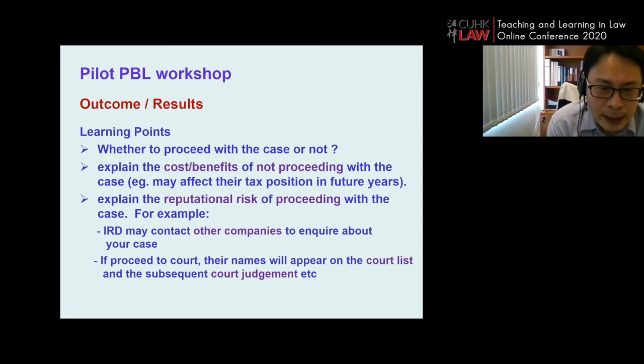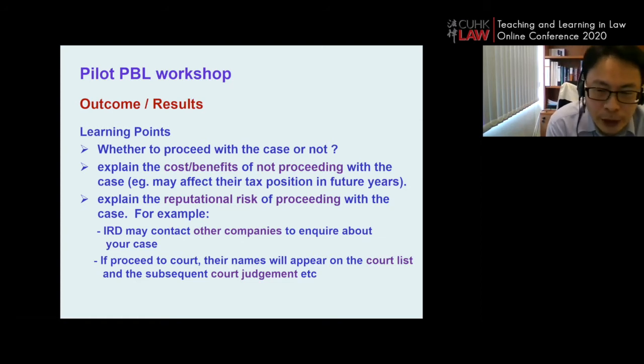And of course, to advise the client whether to proceed with the case or not, because sometimes a client will say, I don't want any problems with the authority, I won't contest. But if they don't, and the tax position is finalized for that year, it may remain the same for subsequent years.